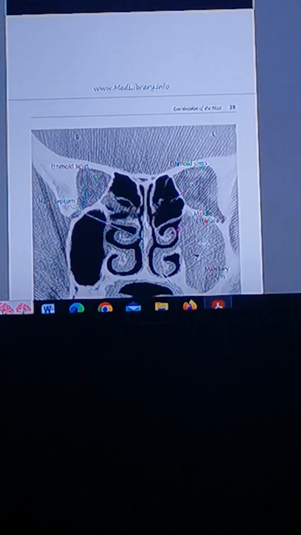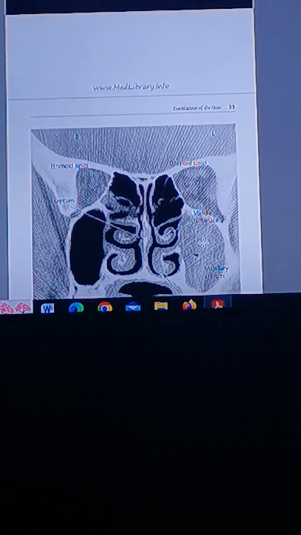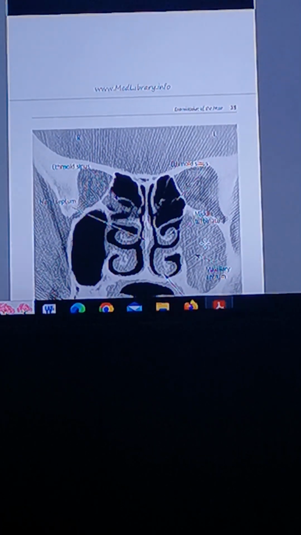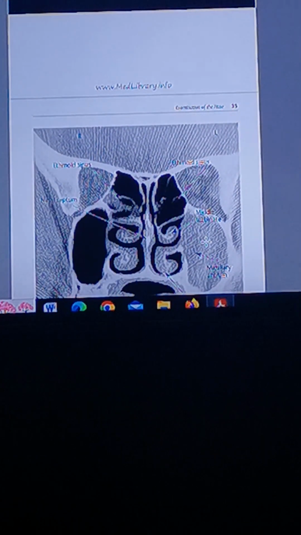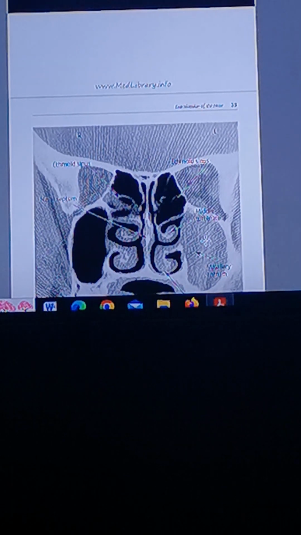If you want to describe a lesion, the best way to describe it radiologically is to say there is an opacity. The term opacity is covering all the pathologies.